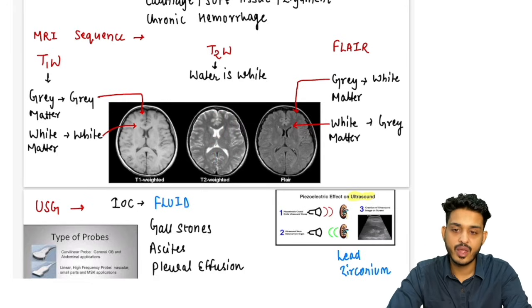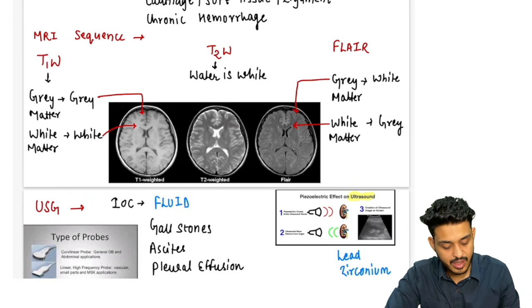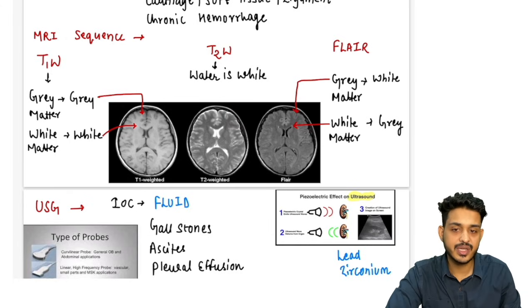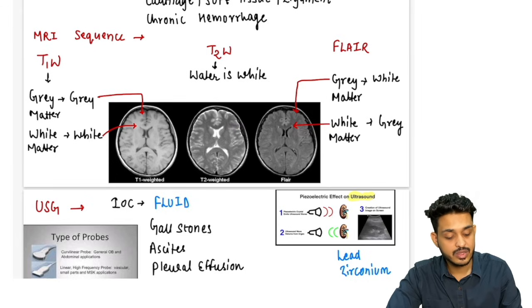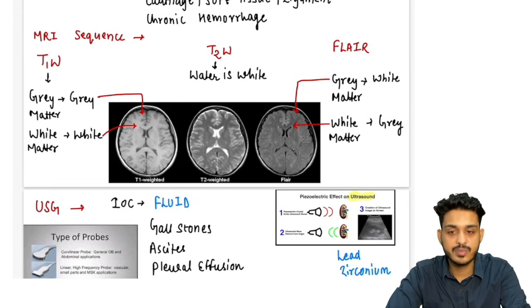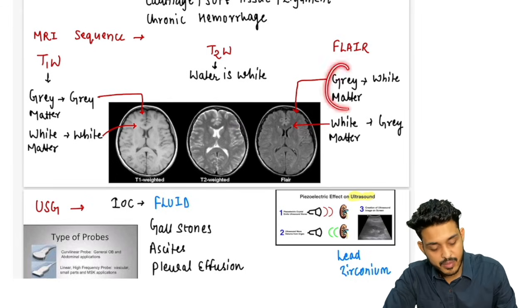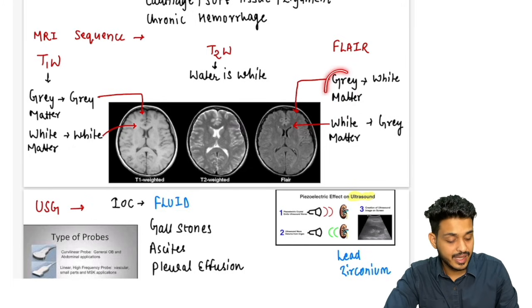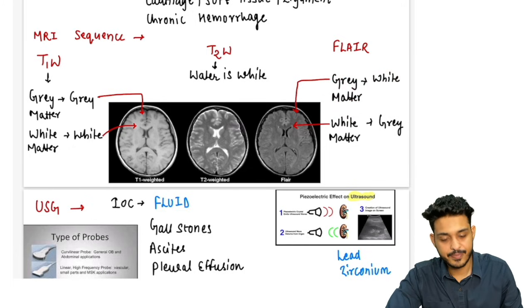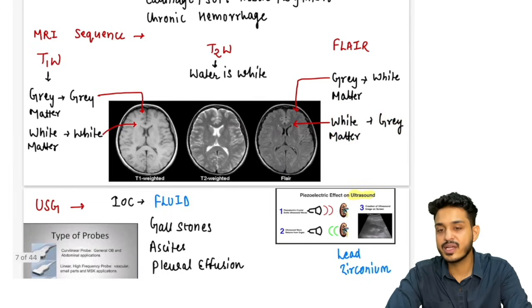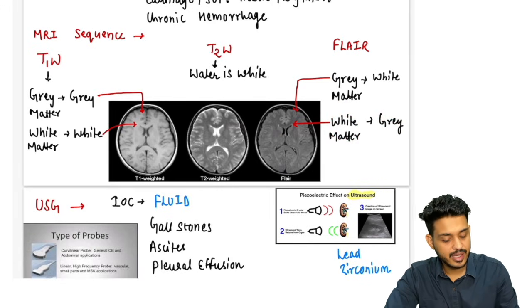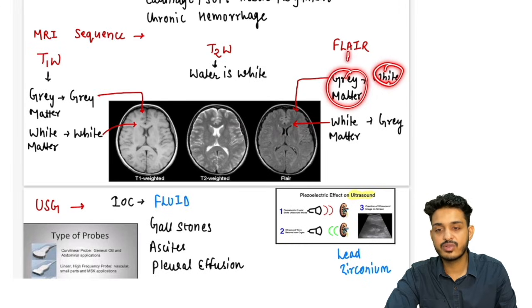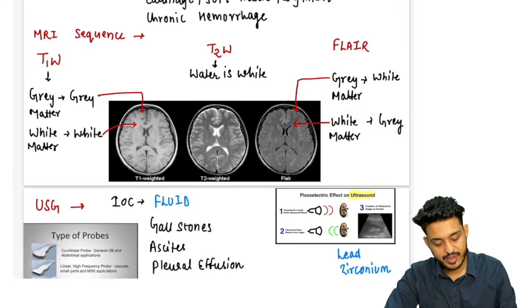White on T2, right? But if there is surrounding tissue inflammation, surrounding tissue edema, how are we going to identify it? So we have developed another imaging that is FLAIR mode. Remember FLAIR mode, just one thing you have to remember, gray matter will be appearing white here and white matter will be appearing gray here. This is the identification. Gray matter will be appearing white, this is FLAIR imaging.